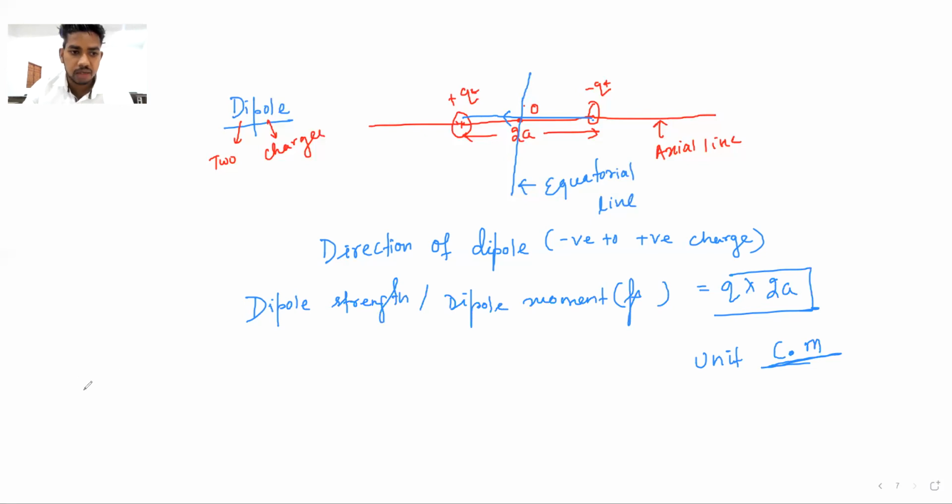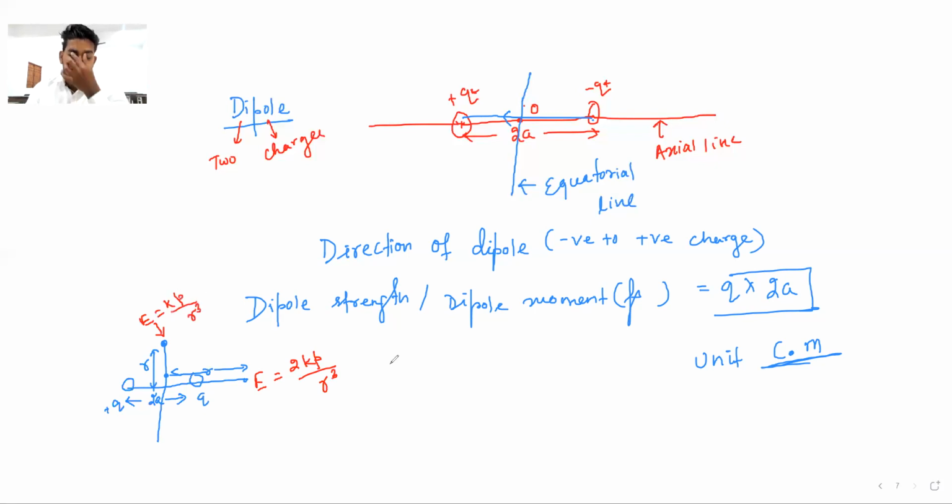Questions will be given to find the field due to a dipole. Dipole means there are two axes, one is the axial line, another is the equatorial line. If two charges plus Q and minus Q are separated by distance 2A, and along the axial line at a distance R from the center we want to find the field, then the formulas are: along the axial line, the electric field intensity is 2kp by R cube, and along the equatorial line it is kp by R cube.